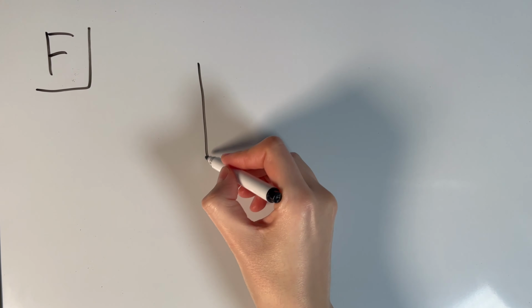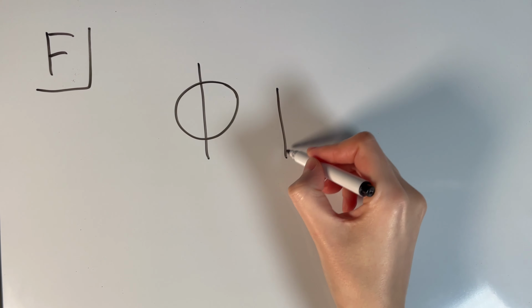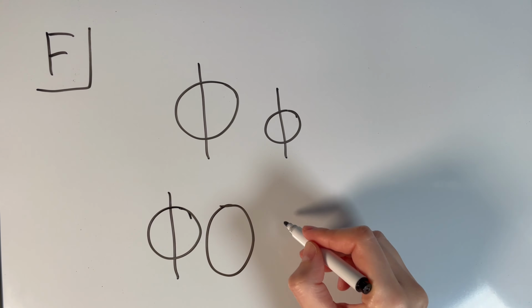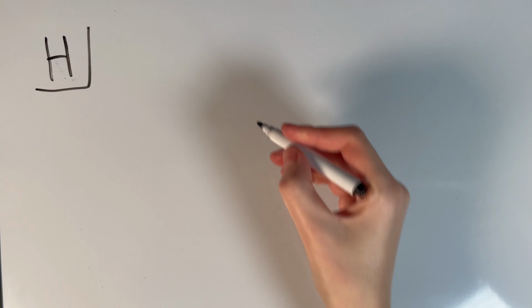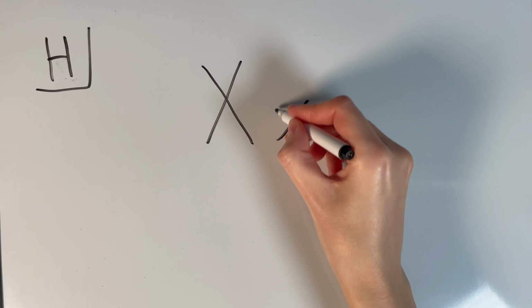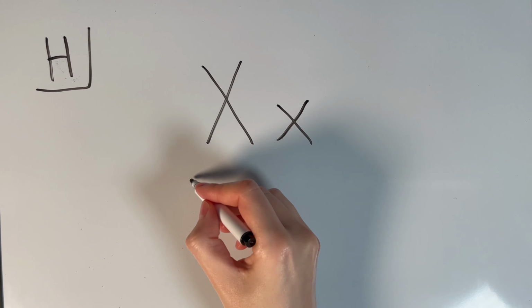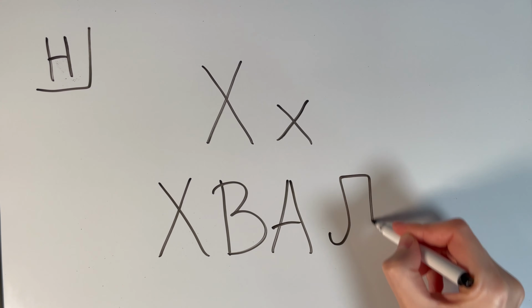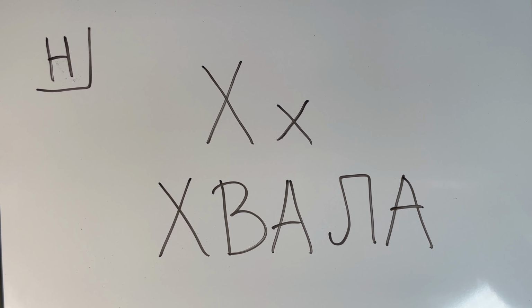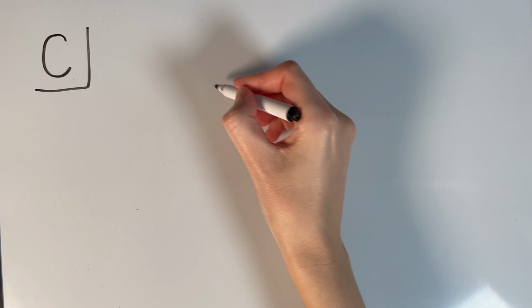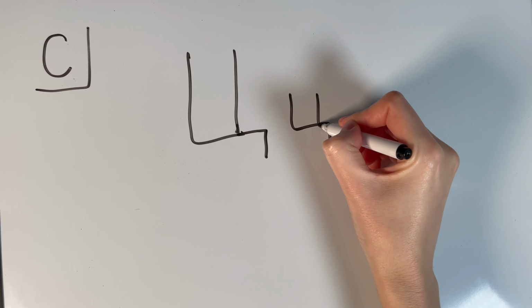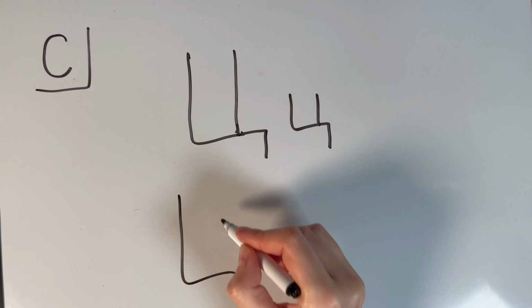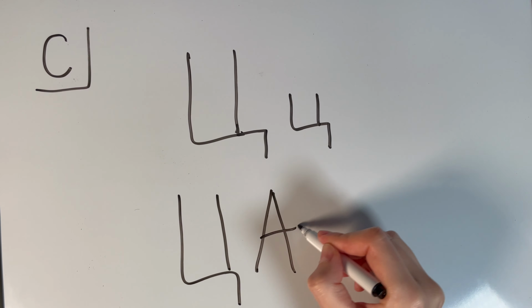Then we have f, looks pretty much the same as the Greek letter. And the example word is fotelja, which means armchair. Then we have h, which is not an X, it is an h. And you use it for writing down hvala, which means thank you. Then comes c, and the upper and lowercase letters are pretty much written the same. And the example word is car, which means tsar.